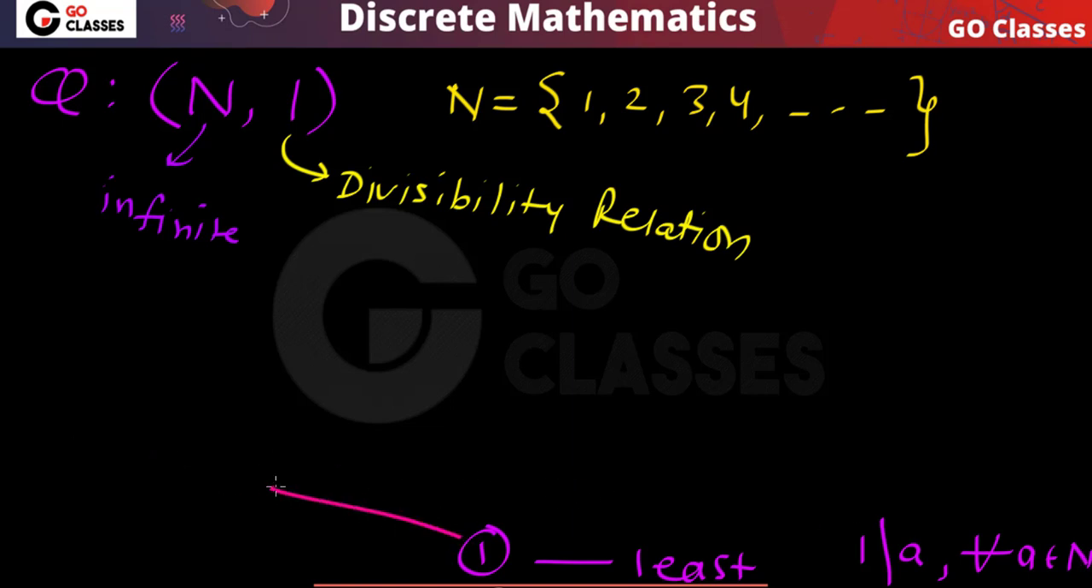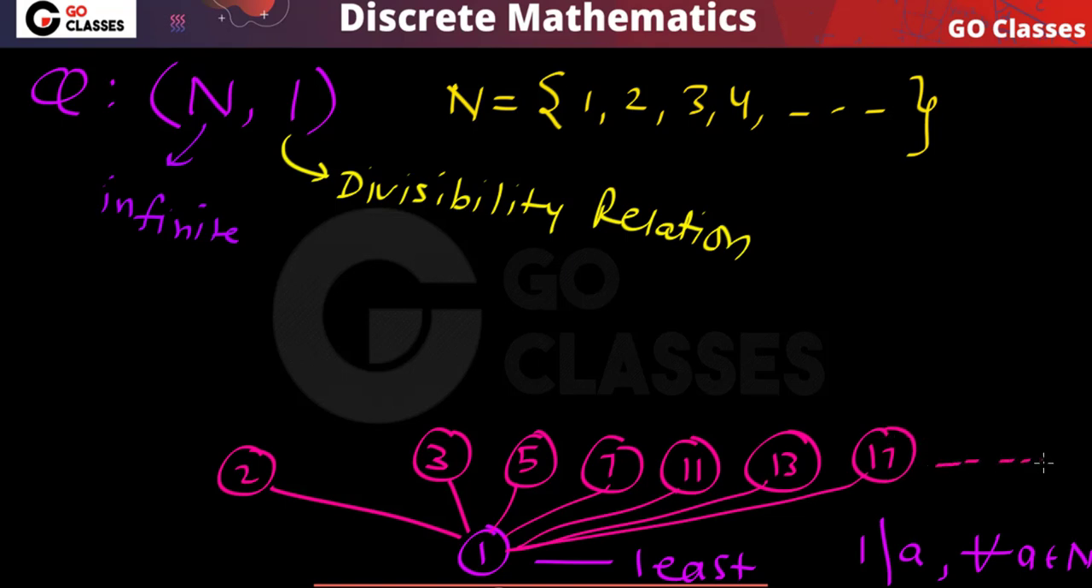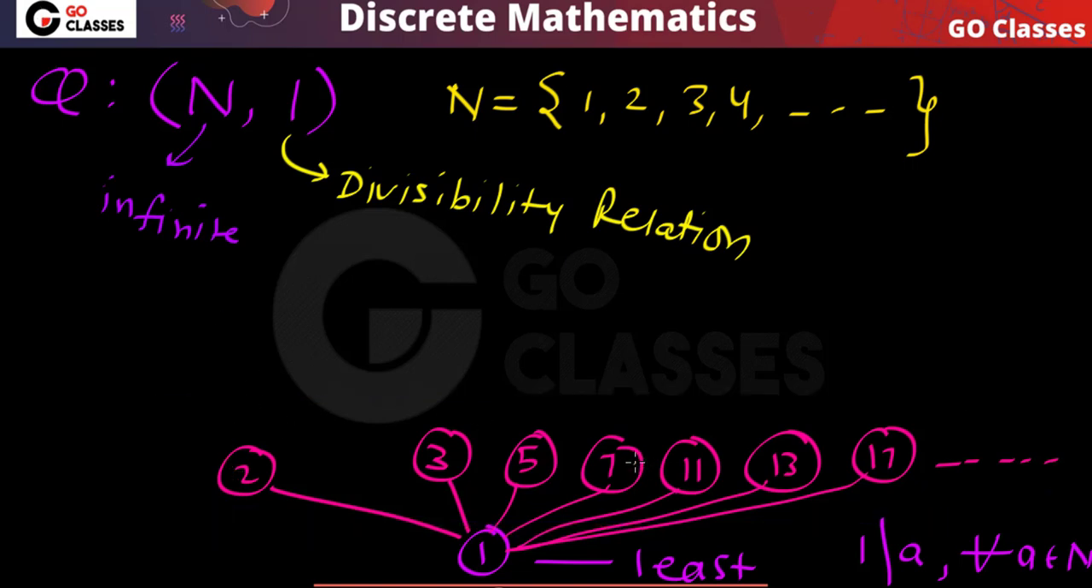Okay, so you can clearly see that 1 divides 2, 1 divides 3. Remember, on this level all these elements will be there. For example, all the prime numbers will be there, and so on, because these are not comparable. All these things are not comparable. You can notice 2 comma 7, these are not comparable because 2 does not divide 7, and 7 does not divide 2. You can notice 5 comma 17, these are not comparable. Okay, so this is the idea.